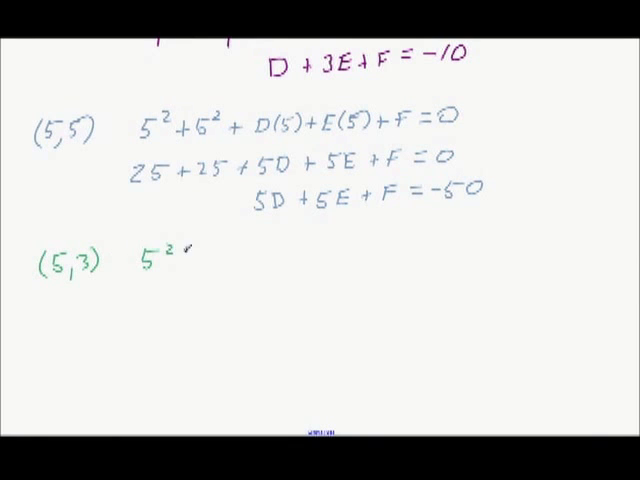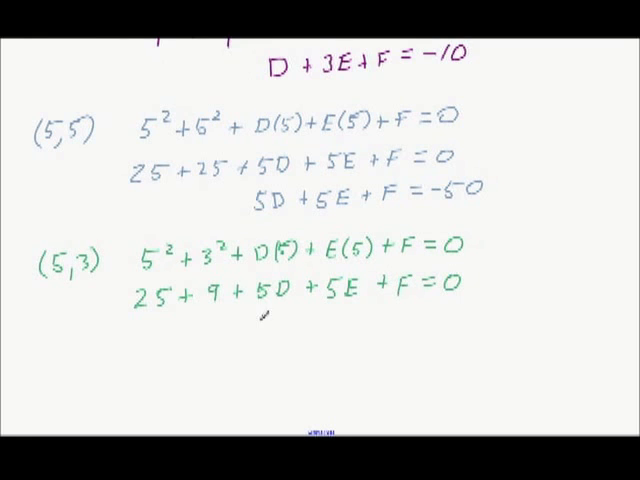The same thing now for the last point, 5, 3. Again, long problem, very repetitive, so I hope it's not difficult. I put 5 in for x and 3 in for y. And tighten that up a little bit, and I get 5D plus 3E plus F equals negative 34.